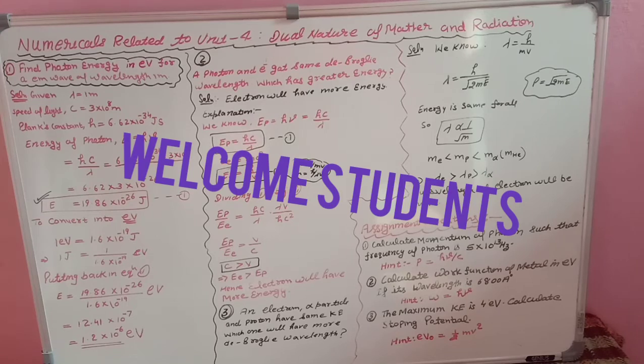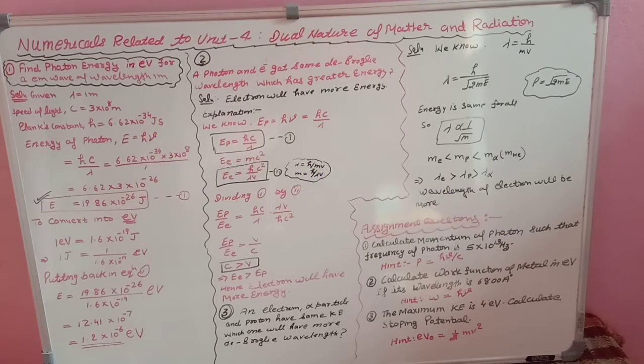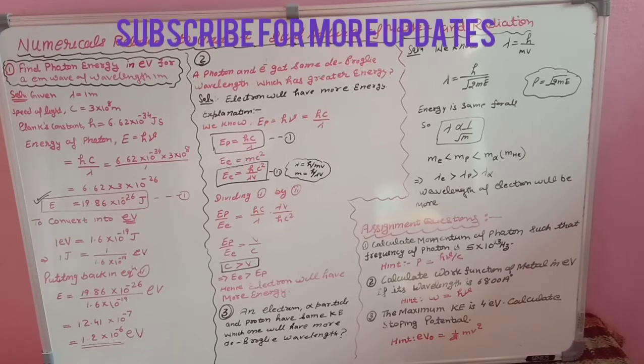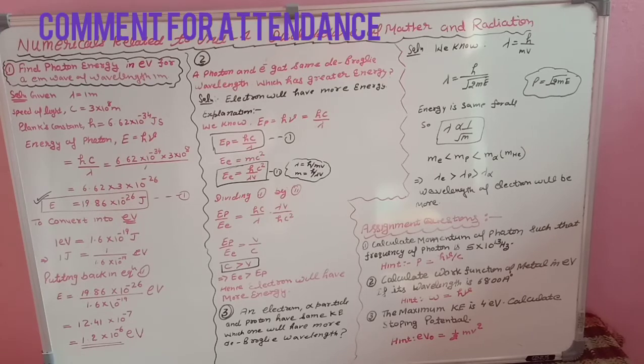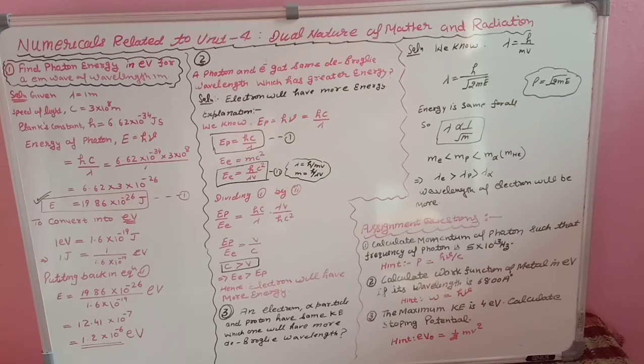Dear students, these days we have started our unit 7, that is dual nature of matter and radiation. And yesterday I finished this unit with the topic dual nature of matter. I hope that each and every topic from this chapter is clear to you all. Students, now our last part is numericals related to unit 7, that is dual nature of matter and radiation.